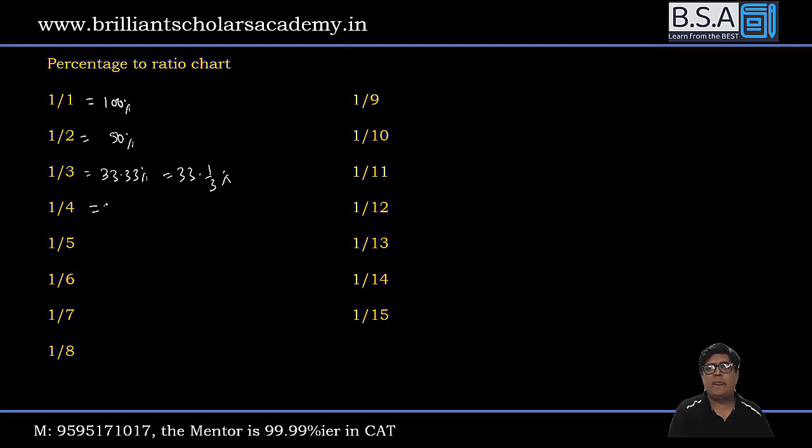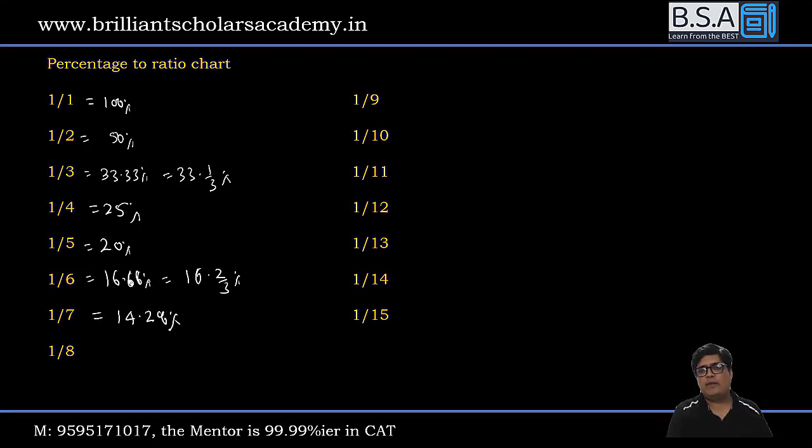Absolutely same thing. This is 25 percentage. This is 20 percentage. This is 16.66 percentage. Pay attention. This is also written as 16 and 2 by 3 percentage. This is also written as 14.28 percentage, or written as 14 and 2 by 7 percentage. Same thing.